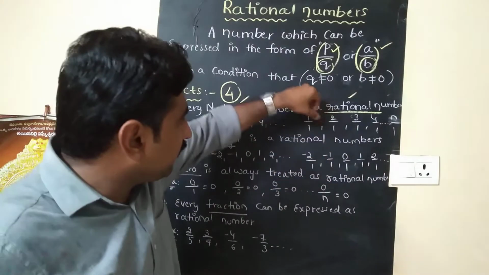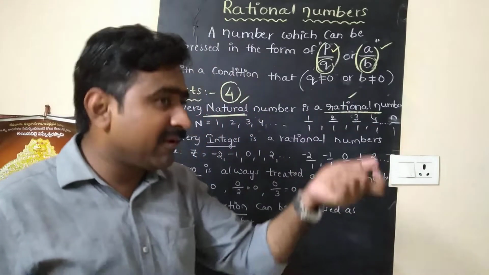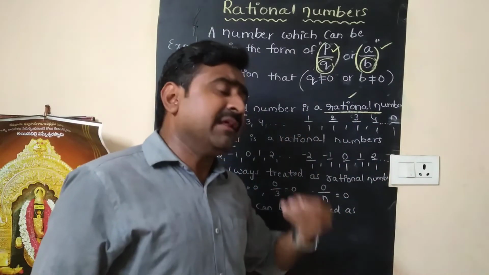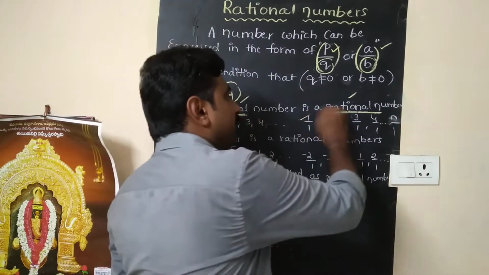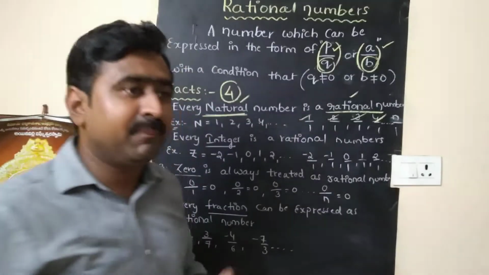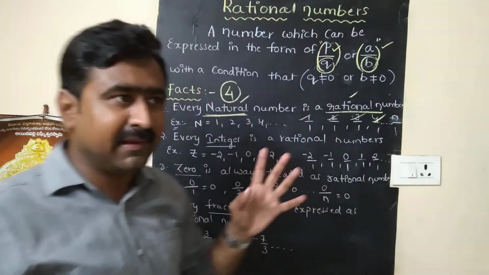If you observe here, in 1 by 1, 1 is the p value and 1 is the q value. In 2 by 1, the p value is 2 and the q value is 1. In 3 by 1, 3 is the p value and 1 is the q value. Then 4 by 1, 5 by 1, 6 by 1, like that, n by 1. Every natural number can be expressed as a rational number in p by q form, so we have to identify the p and q values. That is the first fact. Is it clear or not?